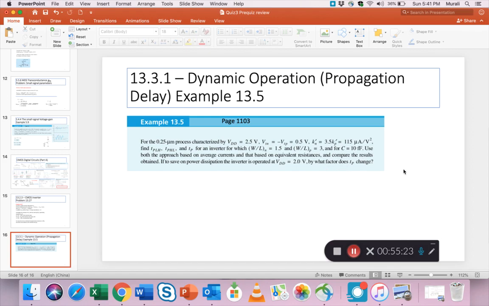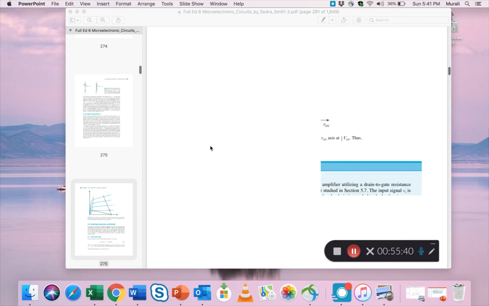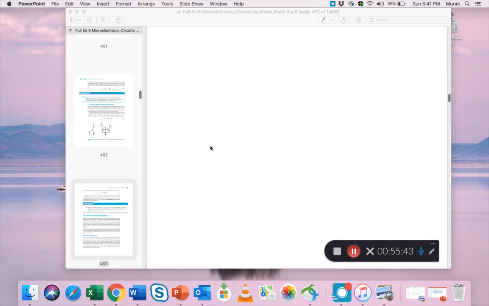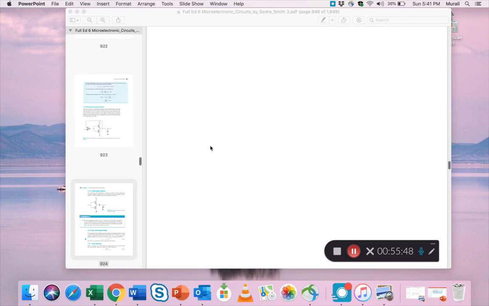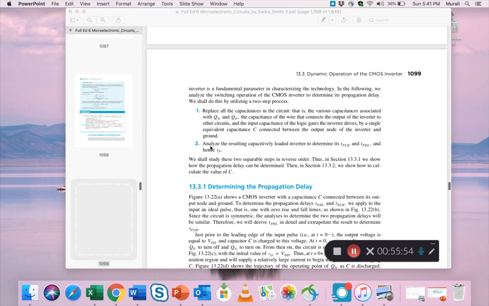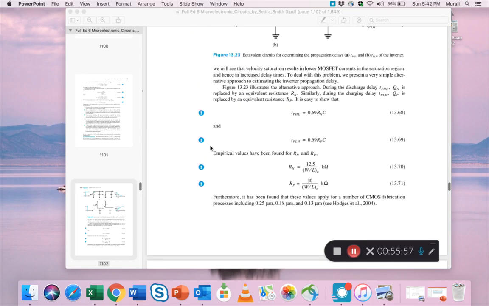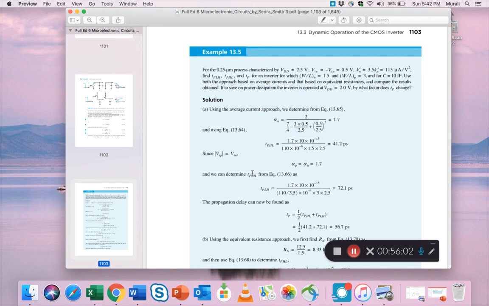I know I'm running slightly late, but let me finish this so you know how the problem is solved, and it will benefit you in your quiz, guaranteed. So page 1103, I can close this. Let me go quickly to 1103. Give me a second while I scroll to 1103. Okay, here it is.